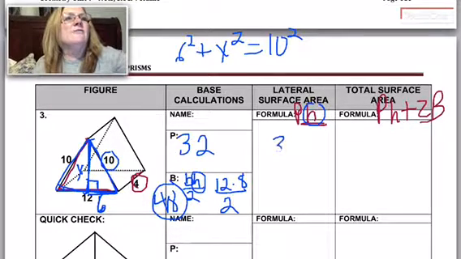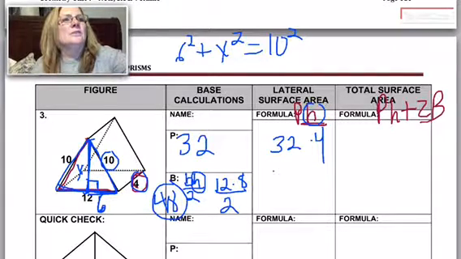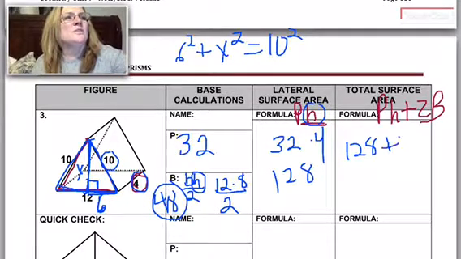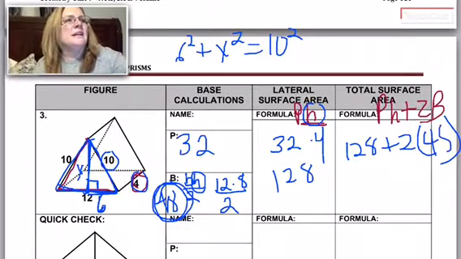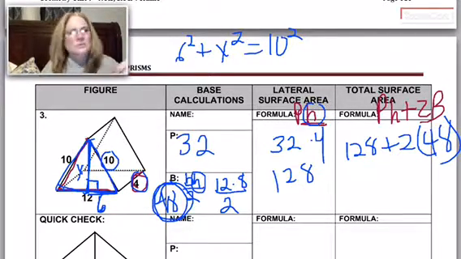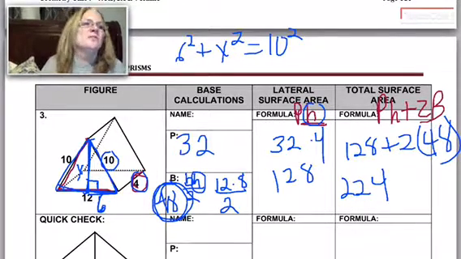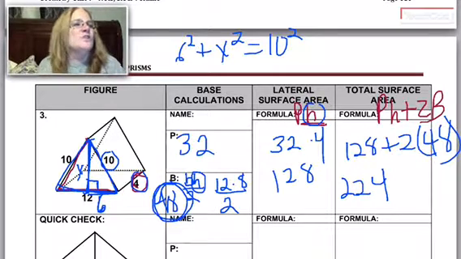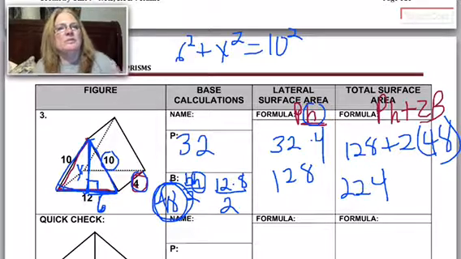So we have 32 times 4, which is 128. And then we have 128 plus 2 times the area of that triangle, which was 48. So 48 times 2 plus 128 is 224. So this is 224, and they didn't give us units, but it's 224 units squared. Just know the units are always squared units when you're talking about surface area.